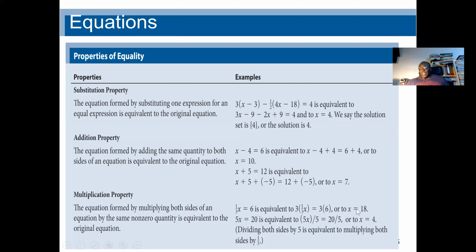So the answer will be 18. 3 times 6 is 18. 3 times 1/3 is x, so x is equal to 18. Another example we have, so this is division. We have used multiplication. Now here we have 5x equal to 20, so for multiplication, we have to use division. So you can see that we divide the equation both sides by 5, and we get x equal to 4.